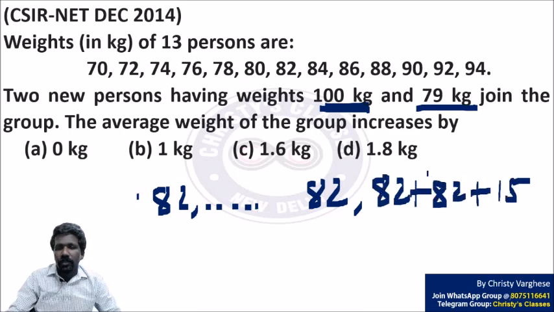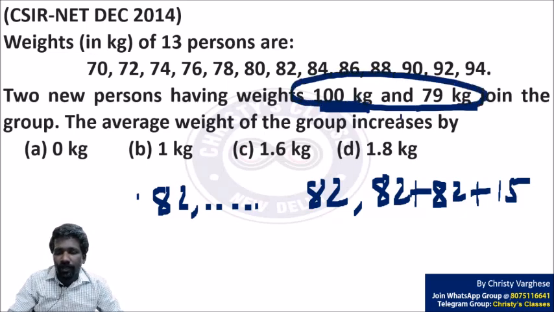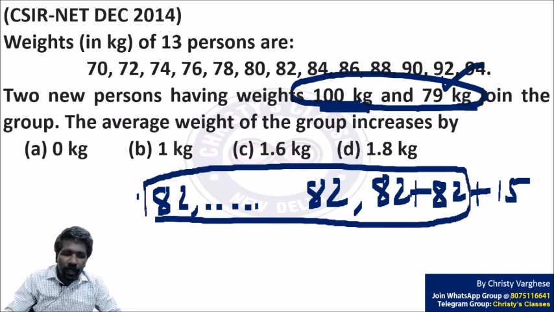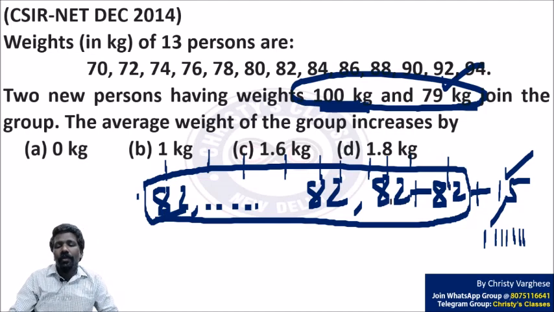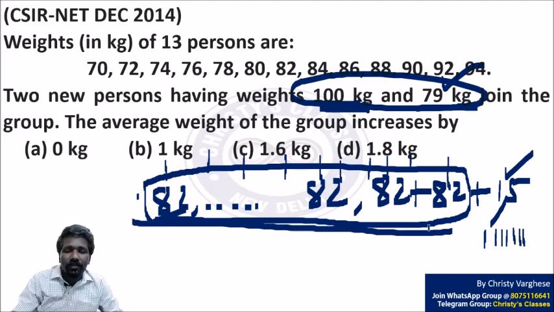Why 82 plus 82 plus 15? 100 plus 79 is 179. 82 plus 82 is 164. 164 plus 15 is 179. That means right now 15 82s are there and a 15 extra is there. That 15 can be divided as 1, 1, 1, 15 times and given to all the 82s. Now, why do we want to give it like that? Then the average will be very simple.